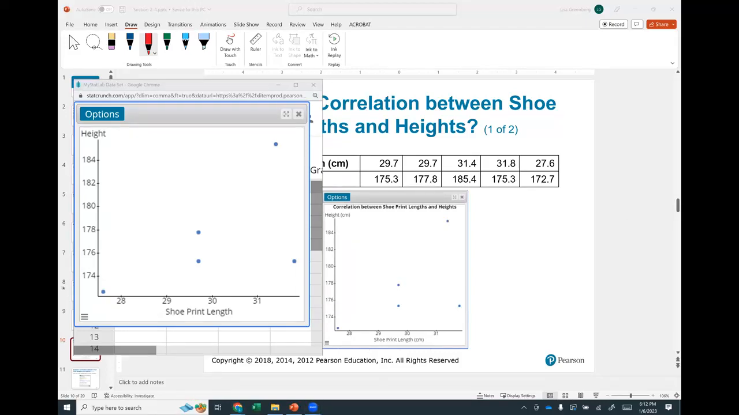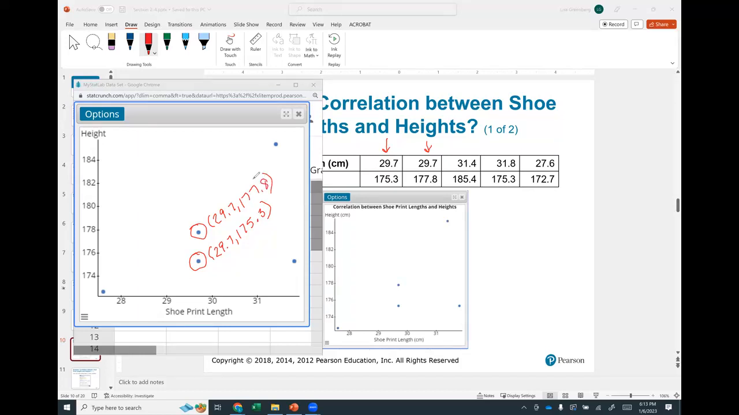All right, so if I want to find this point, my X value is 29.7, close to 30, and 175.3. So this point right here looks like it's going to be 29.7, comma 175.3. And notice we have another 29.7, so that must be this one right above it, right? So that point is 29.7, comma 177.8.